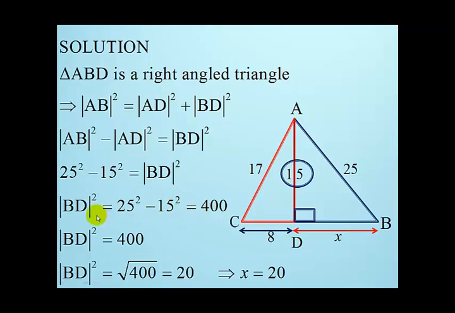And if BD square is equal to 400 and we want to find the value of BD, we have to take the square root of both sides. And in doing that, BD will be equal to the square root of 400. And the square root of 400 is equal to 20. This implies that the value of x is equal to 20 because BD equals 20. So x is equal to 20.